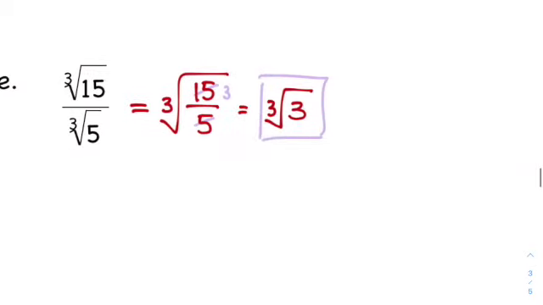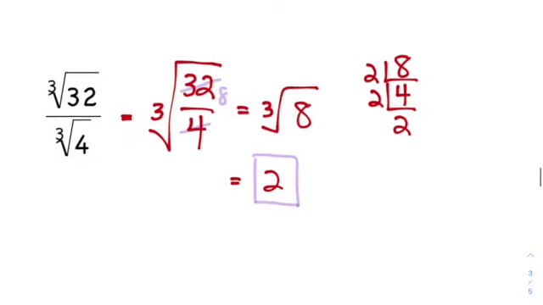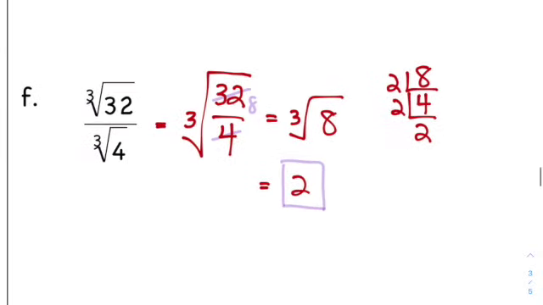E, I notice I can cancel the root 5 because on top and bottom they have the same index, and because they have the same index, I can cancel them. If I cancel them, I will not have a denominator left, and I am just left with the cube root of 3 as E. Letter F, I did the same thing with the cancellation because I know I can get rid of the 4 in the denominator, and I have a cube root of 8.